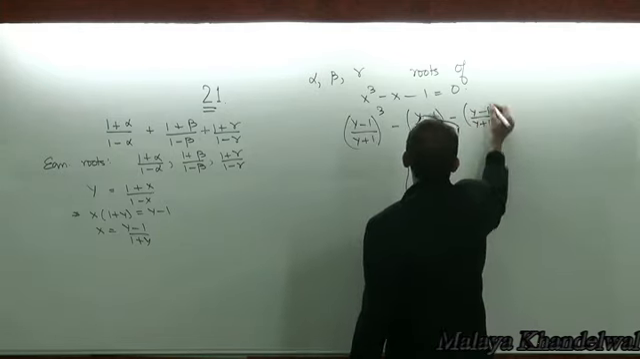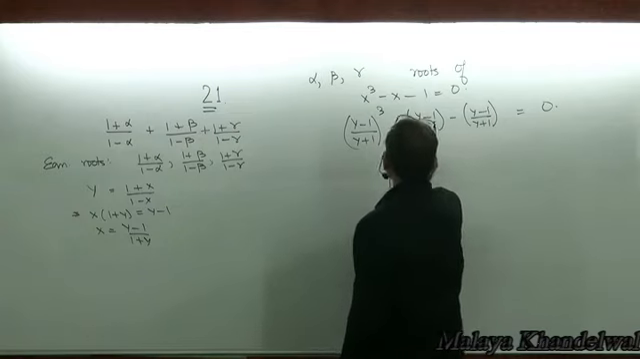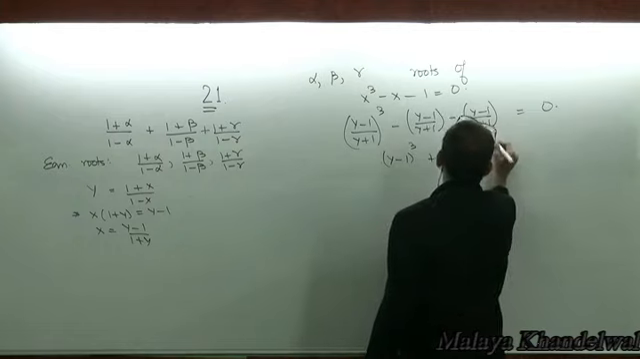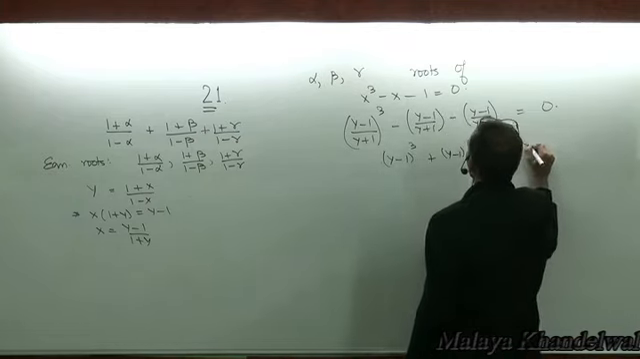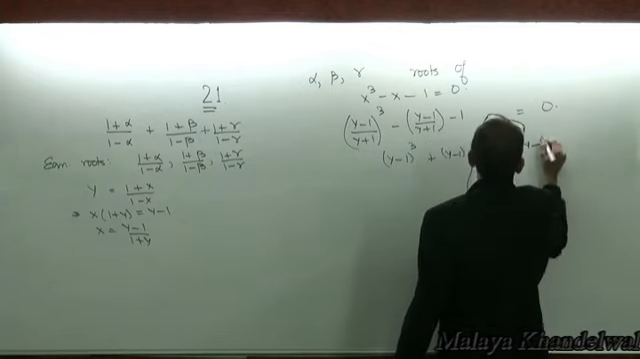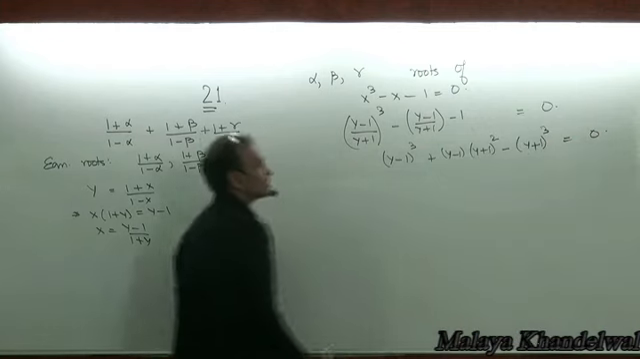What will be the roots of this? So if I multiply by y plus 1 whole cubed, this will become y minus 1 whole cubed minus y minus 1 into y plus 1 whole square minus y plus 1 whole cubed is 0. Yes or no?